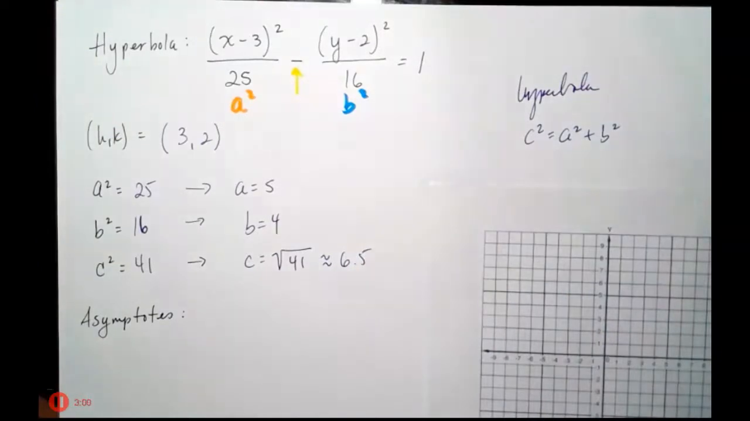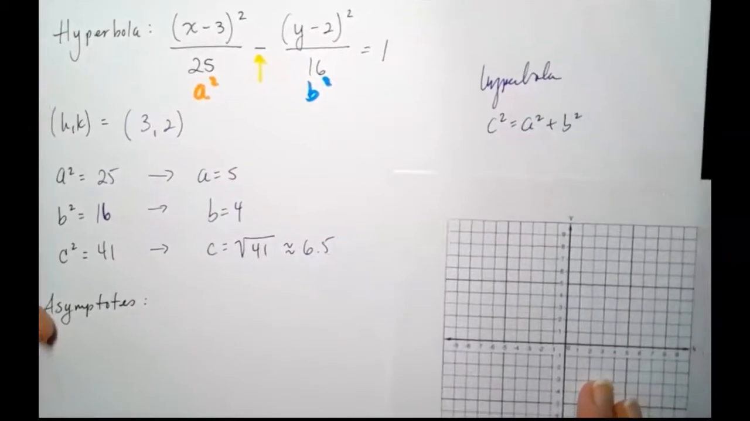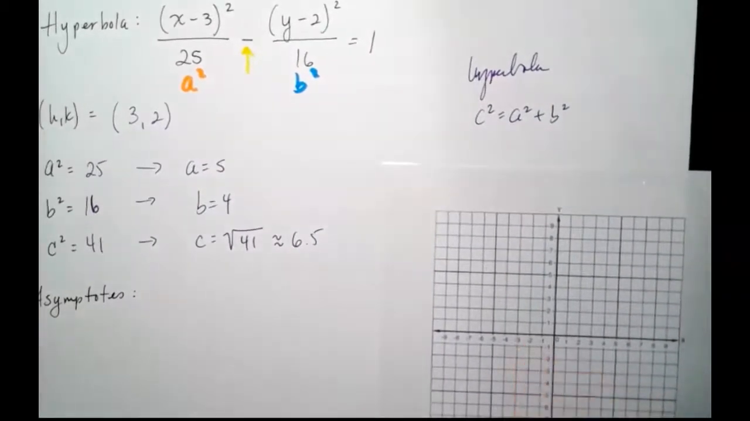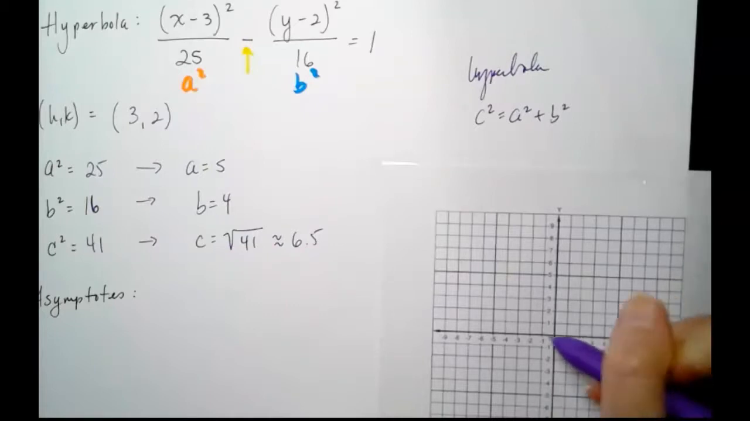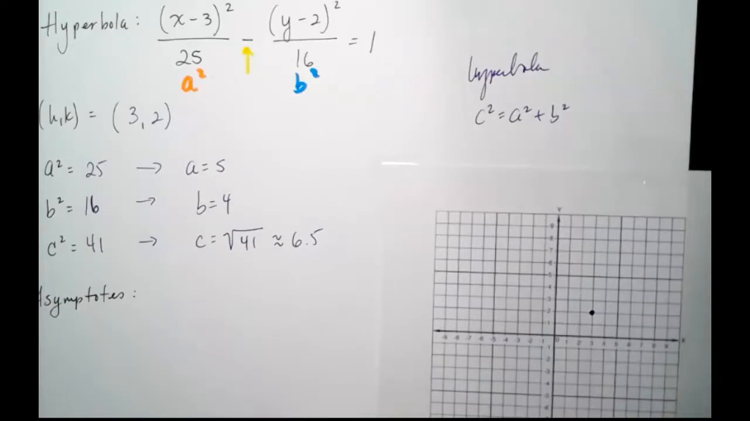Okay, so let's go ahead and start graphing what we know so far, and I am going to squeeze it on this graph paper, and then I'll zoom in on the graph just so you can see all of it. So first of all, we are over 3, up 2. So there's our center point.